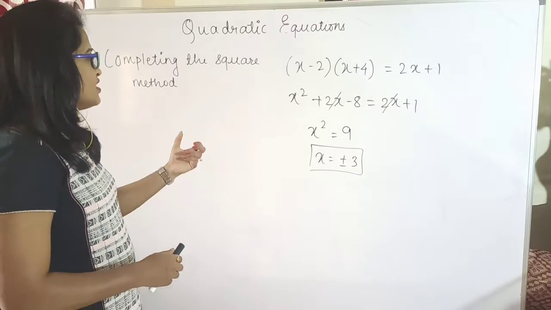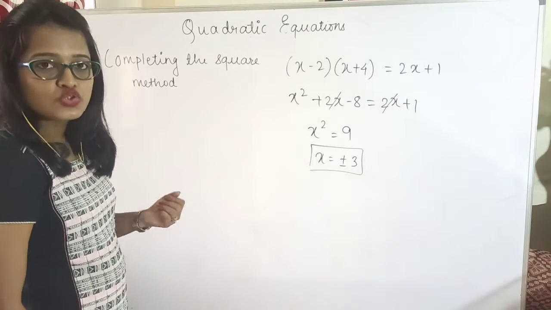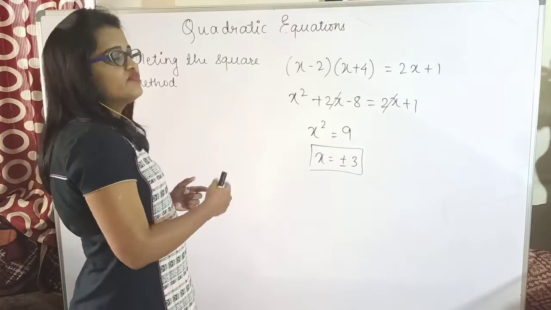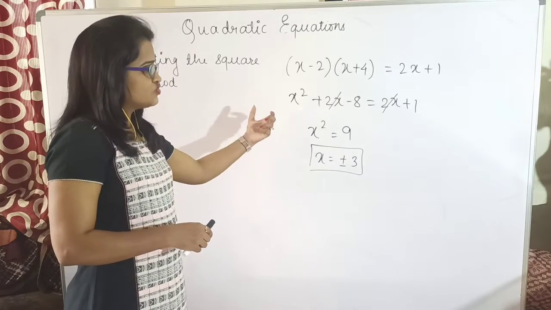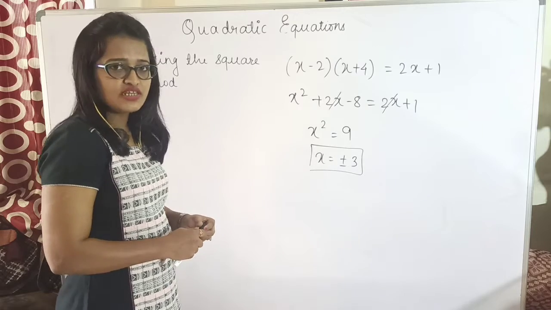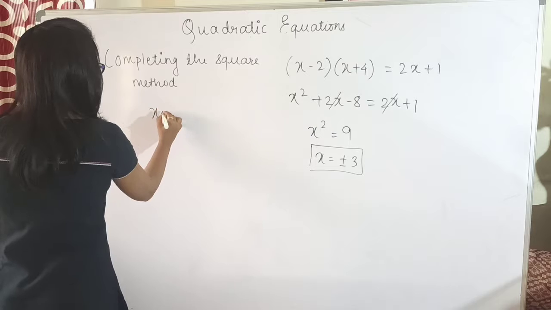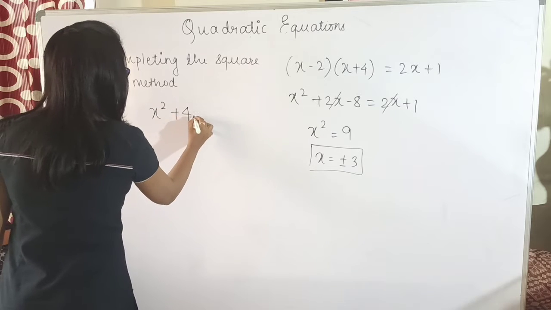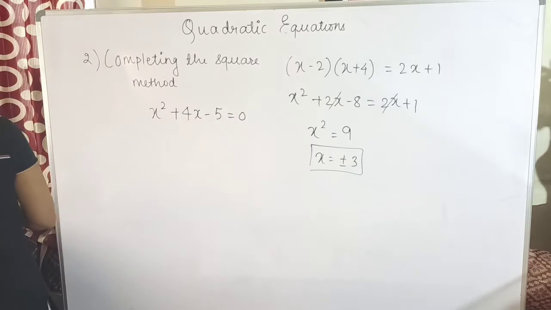So what if a given quadratic equation is not present in terms of a square? Can we convert it and make it a square? Yes, just to make the simplification process easier. Let us see with the help of one example. Suppose the example is x square plus 4x minus 5 equal to 0.